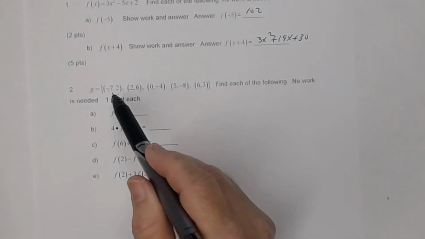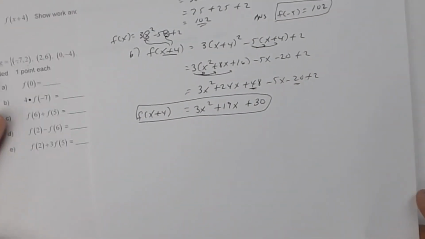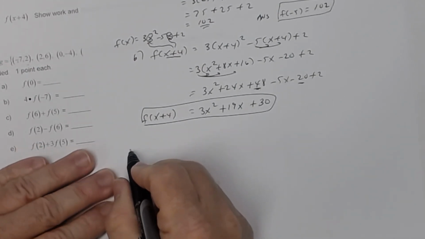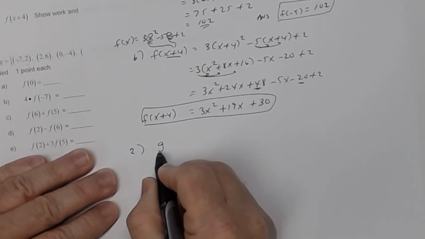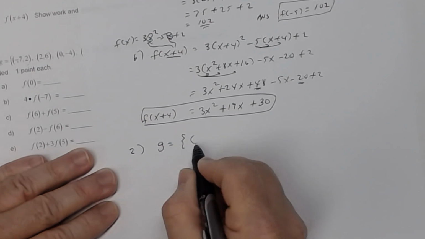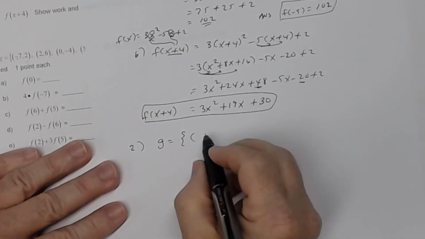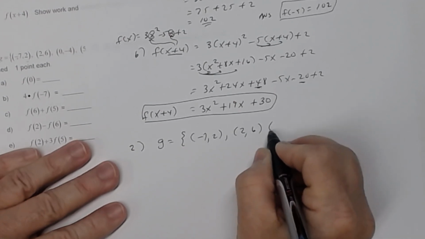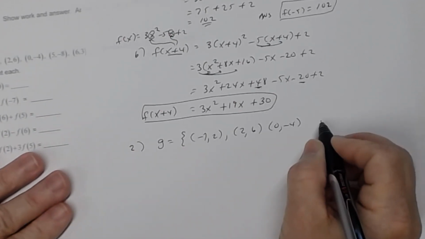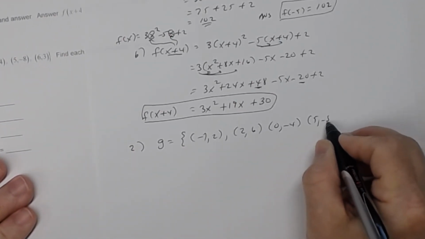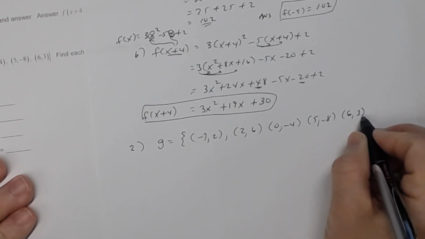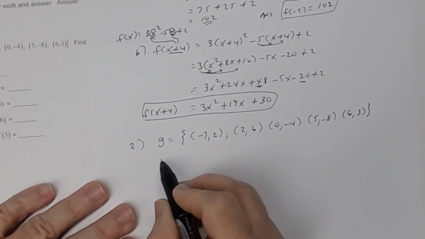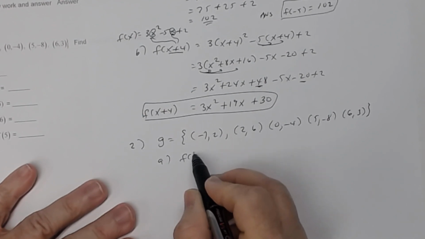All right, now let's go ahead and rewrite this one. So this is 2. My function g is this finite set of ordered pairs. It's negative 7, 2, 2, 6, 0, negative 4, 5, negative 8, and then 6, 3. All right, and then in part A, you want to find f of 0.